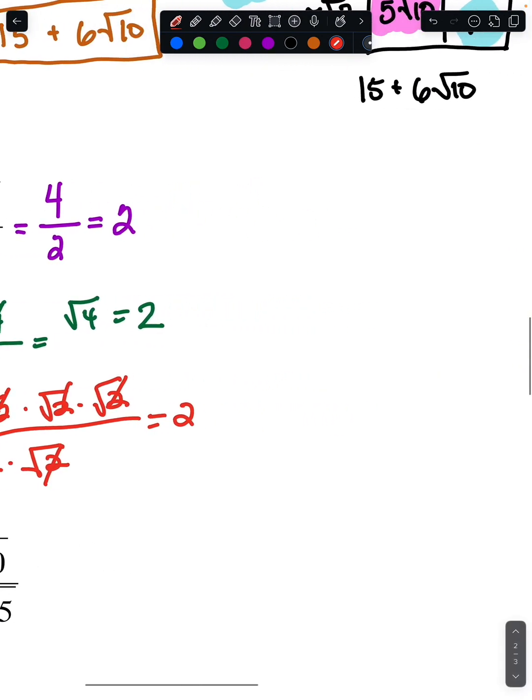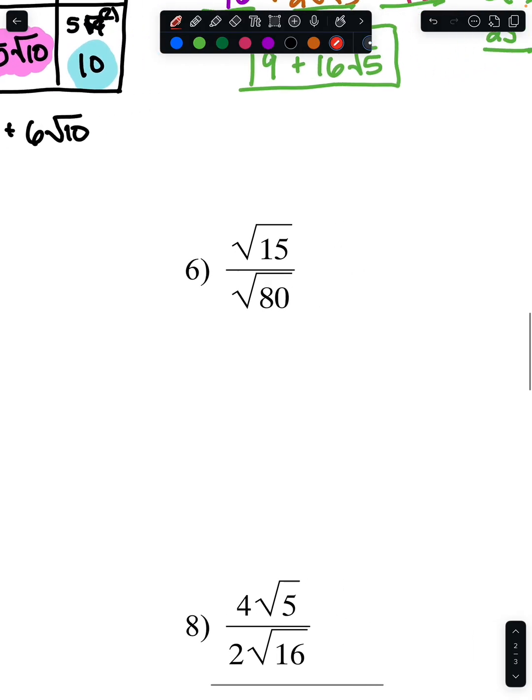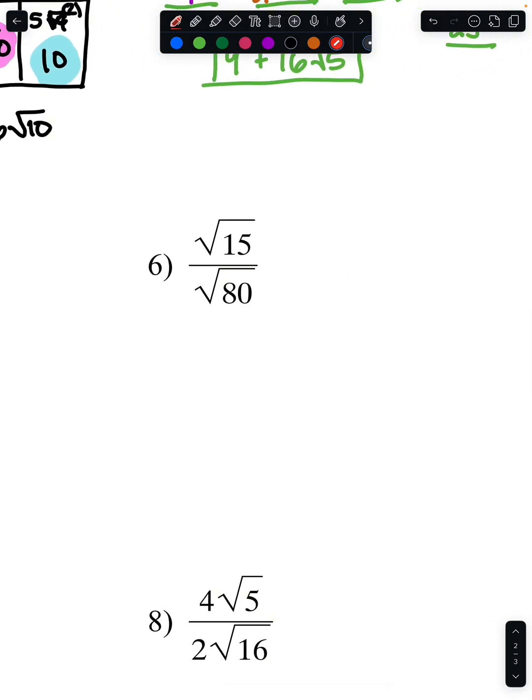With that being said, let's move on to this one. The first thing I'm going to do is I'm going to break down 80 to see what I can get. And the first thing that comes to my mind when I do 80 is 4 and 20.